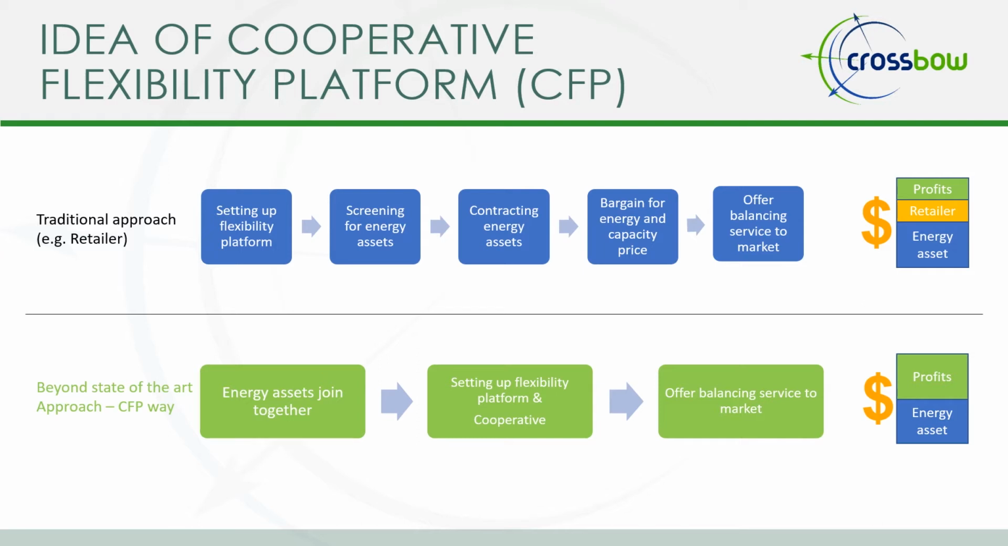In this case, a margin of the revenue will go to the retailer, and the energy asset owners would, in the end, receive only a small reward. The second process shows the CROSSBOW developed approach. Compared with the traditional method, the CFP model would allow the members of a CFP to form a community, offer their flexibility assets directly to the market, and receive most of the revenue from the capacity price and the activation, and therefore, compared with the traditional approach, the reward is greater.